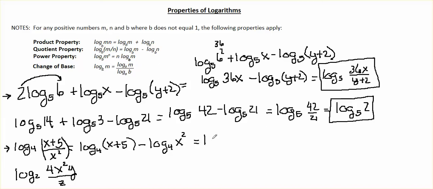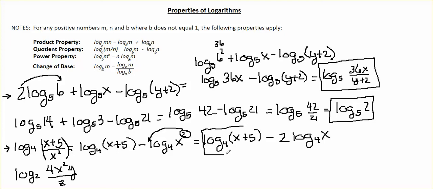So we have log base 4 of x plus 5 minus, and we're going to take this exponent and move it to the front, 2 log base 4 of x. When we take a look at our logs, we can't do anything with an addition, and there's nothing left inside here besides one variable. We are done. This is our answer. Okay, for all of your expansion problems, make sure you have no exponents left. They should really be in the front.